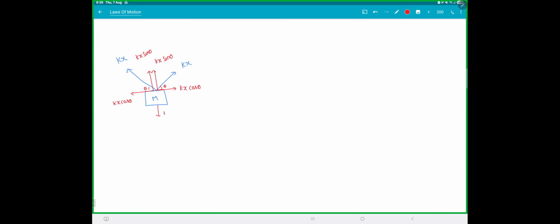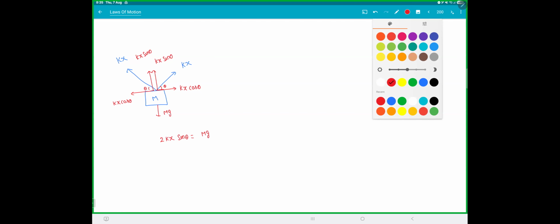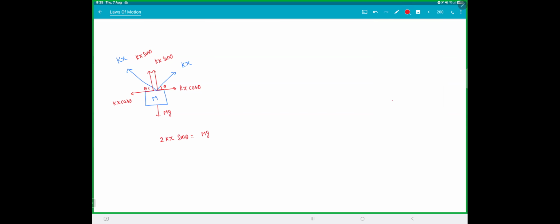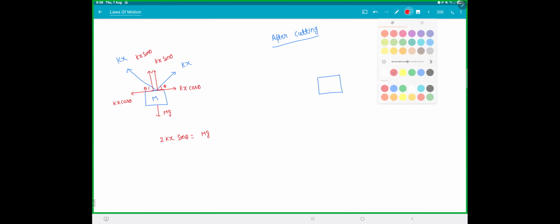And initially it was mg. So 2Kx sin theta is equal to mg. This was the initial force. Now when you cut one of the springs, the right spring is gone. So the left spring will continue to exert the same force. And there is an mg.